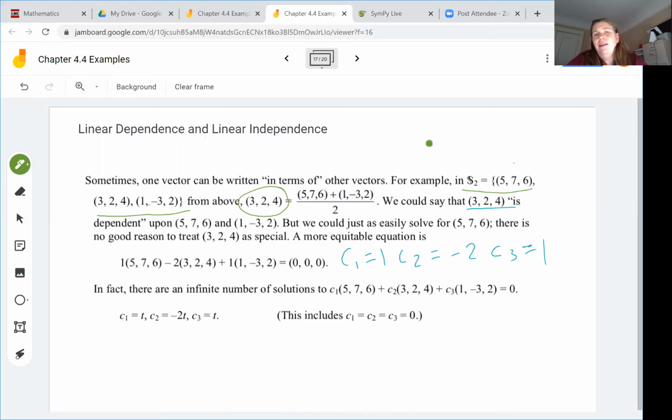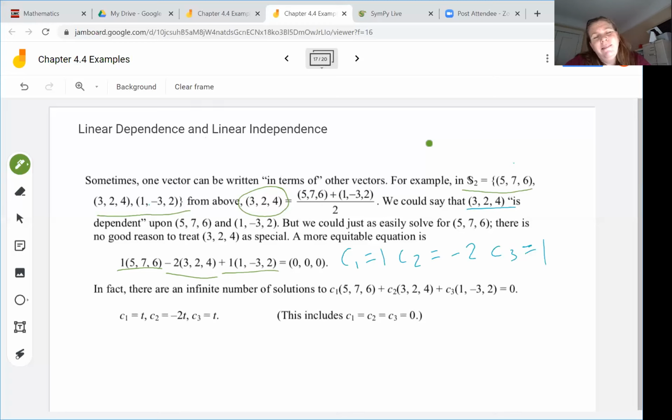So we would say that this vector 3, 2, 4 is dependent upon the other two vectors 5, 7, 6 and 1, negative 3, 2. But just as easily, we could solve for 5, 7, 6 in terms of the other two vectors. So there's no good reason to single out this vector 3, 2, 4 as special when any of the other vectors in this set could be written as combinations of the other two. So a more equitable equation is to say 1 times 5, 7, 6 minus 2 times 3, 2, 4 plus 1 times 1, negative 3, 2 is the 0 vector, 0, 0, 0.